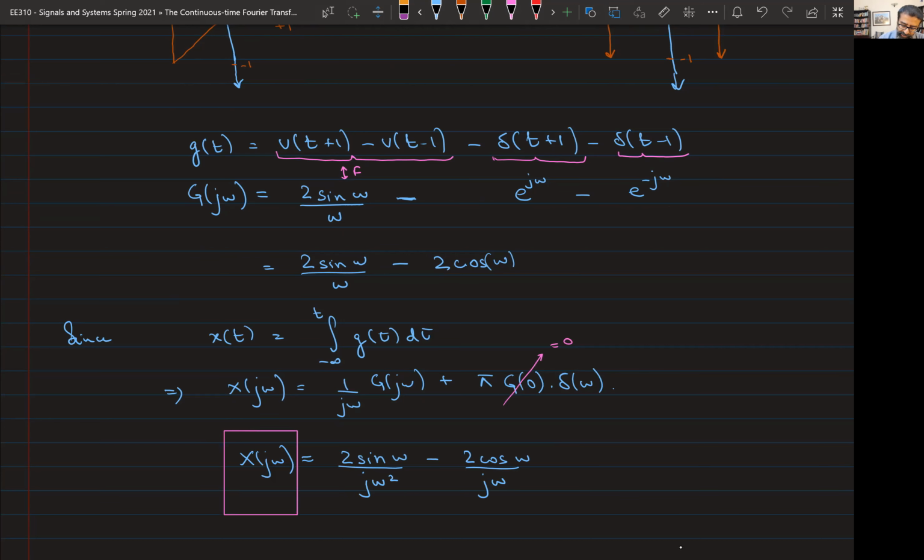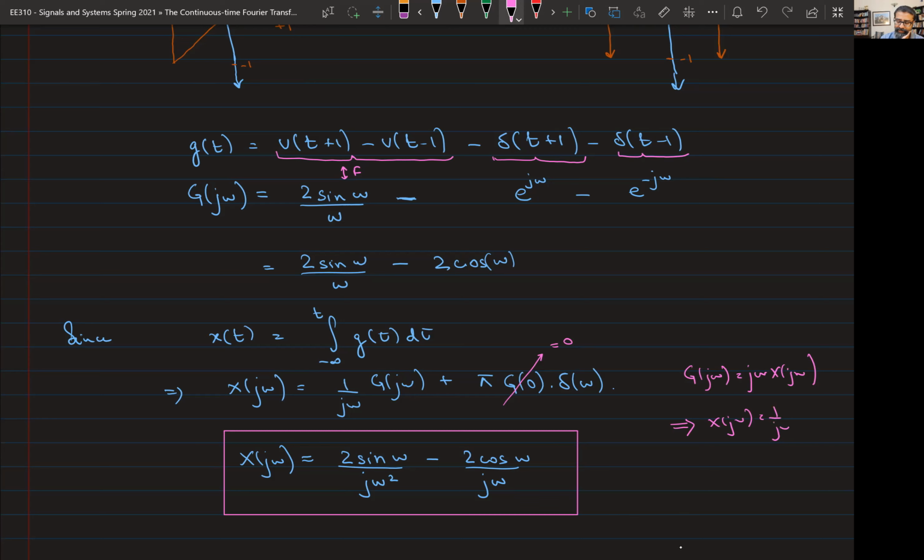Now, is this Fourier transform real, imaginary, or complex? What do you think? Hassan asks a very good question: G of j omega is equal to j omega times X of j omega, indeed it is. But this does not imply that X of j omega is equal to 1 upon j omega times G of j omega. This is wrong. Why is that? When we started talking about the integration property, we said there's a reason for this: you're not sure what happens at omega equals 0, so you need to be careful about what happens there.